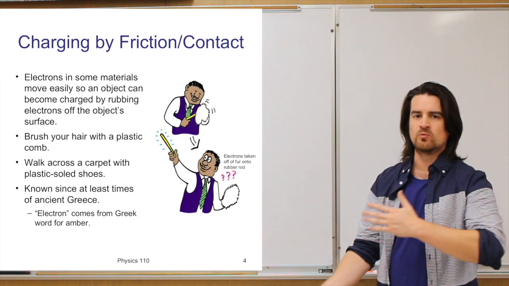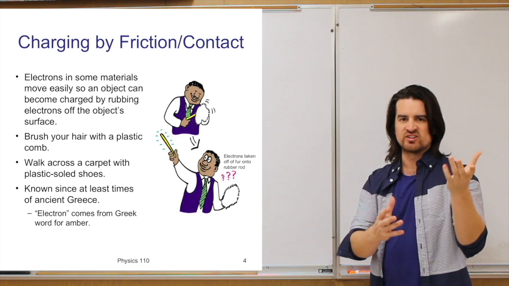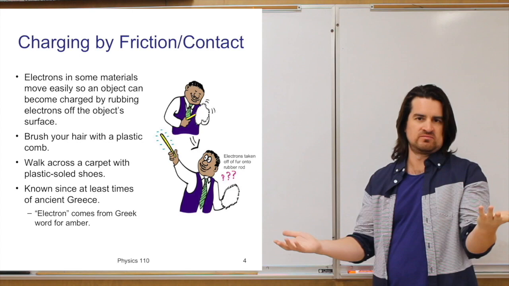So this is an example of what we call static charge. Static meaning that even though we moved electrons from one object to another, now they're just sitting there. There's not much motion going on after the electrons have moved. Now that's where they are, they're static. So we have static charge.